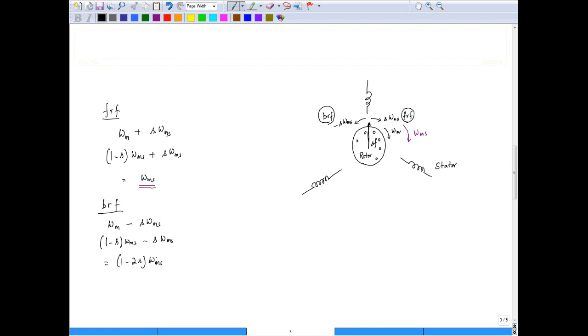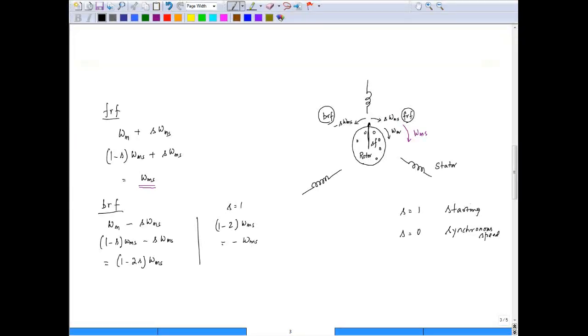Now let us try to understand what it does. s is a quantity which varies from 1 to 0. When is s equal to 1? s equal to 1 is at the starting. And when is s equal to 0? s equal to 0 is at synchronous speed. Now if s equal to 1, what is the speed of the backward rotating field? Let us substitute s equal to 1 here. It is equal to 1 minus 2 into omega ms, right? That is equal to minus omega ms.